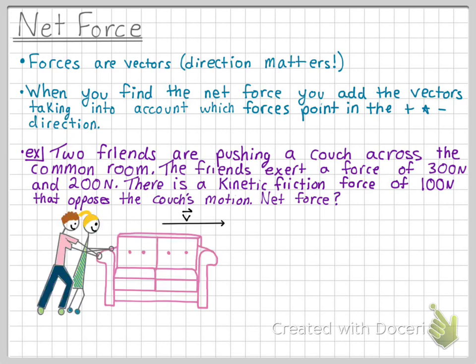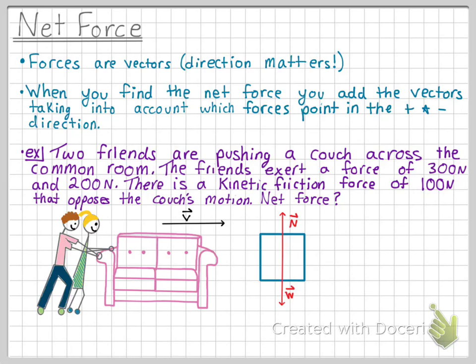So here's what this looks like. We have two people pushing a couch, and as you may know, it is difficult to push a couch because of friction. So let's draw a free body diagram for the couch. We know that there is a normal force since the couch is on the ground. We also know that there's a weight force since the couch is on earth.